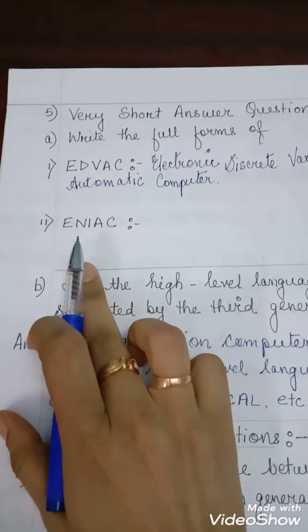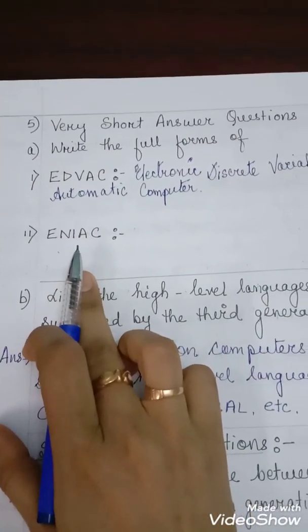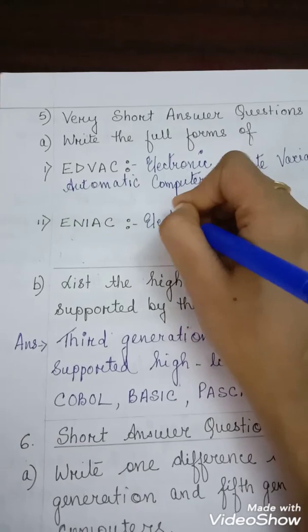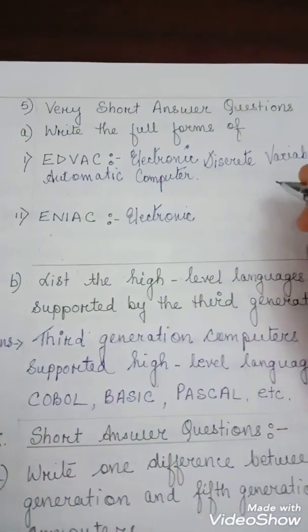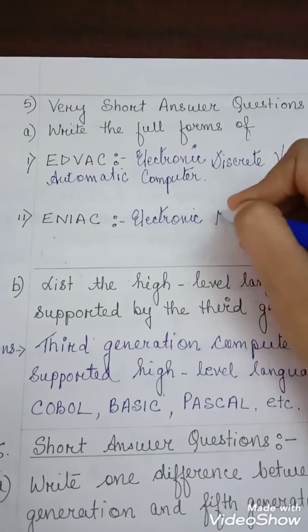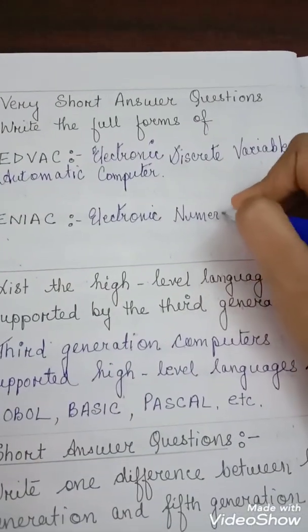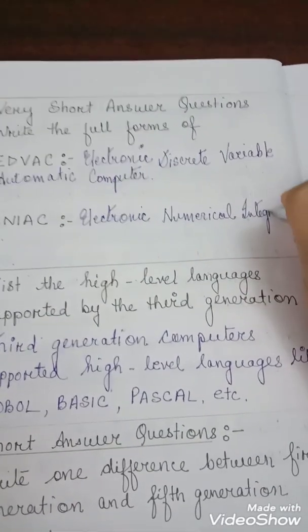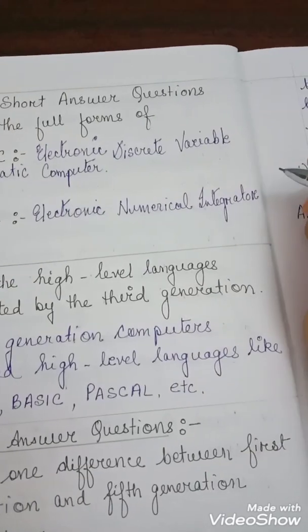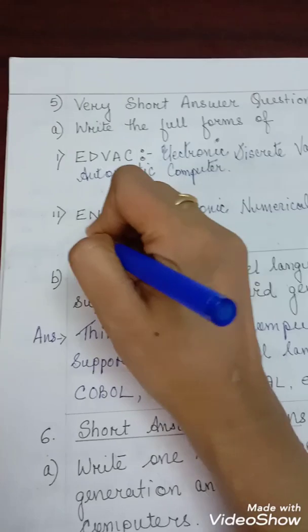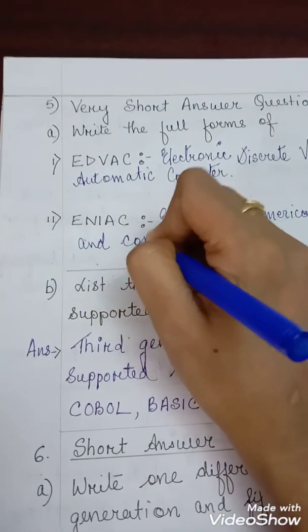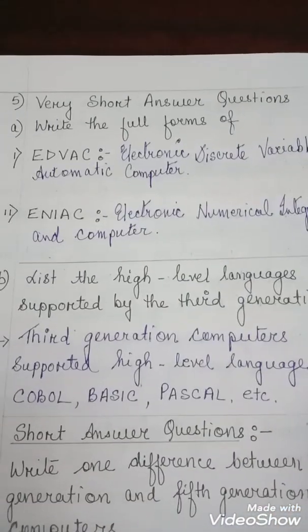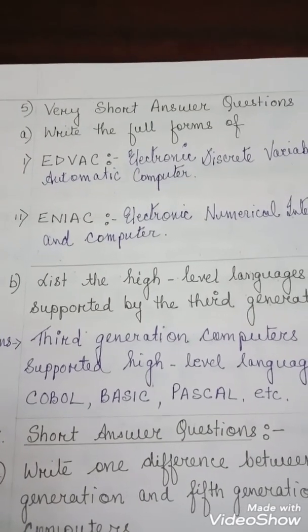Yeah. Next one is ENIAC. Full form: Electronic Numerical Integrator and Computer. Right? So, these are the full forms of EDVAC and ENIAC.